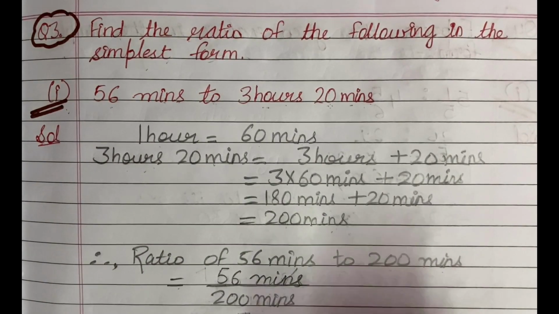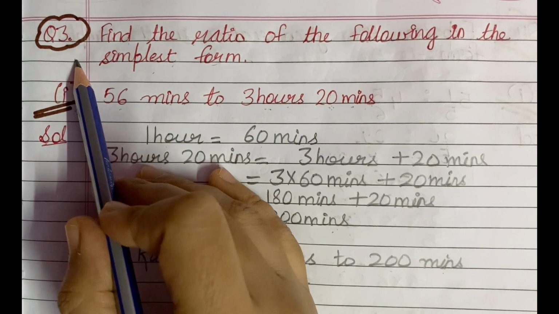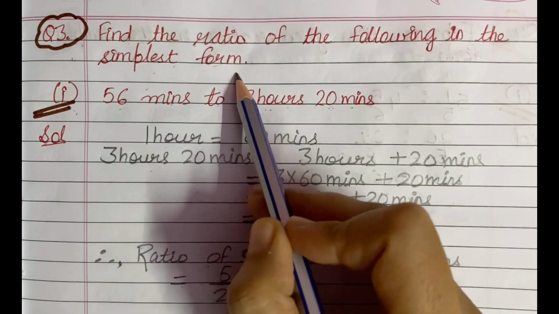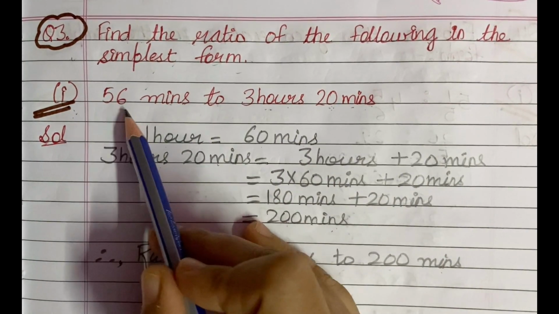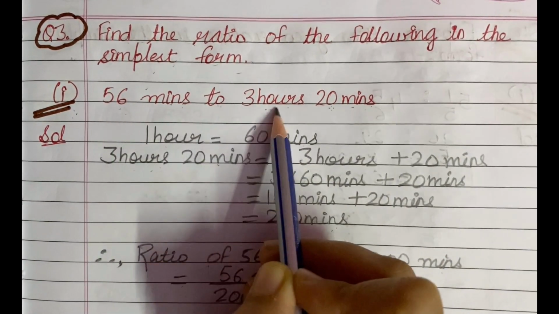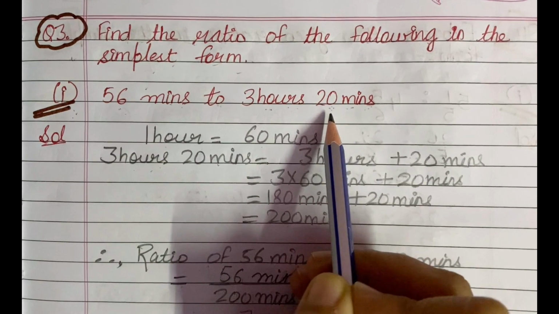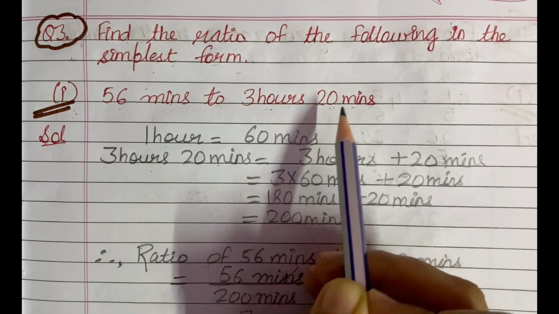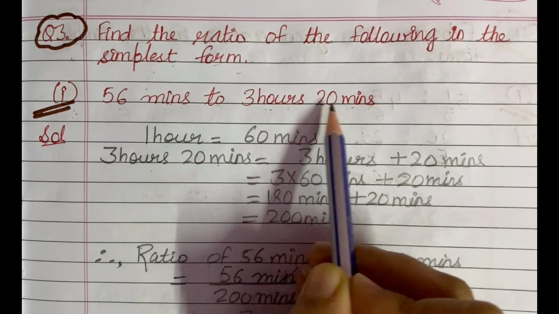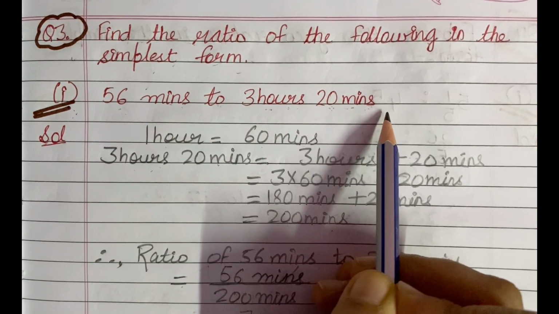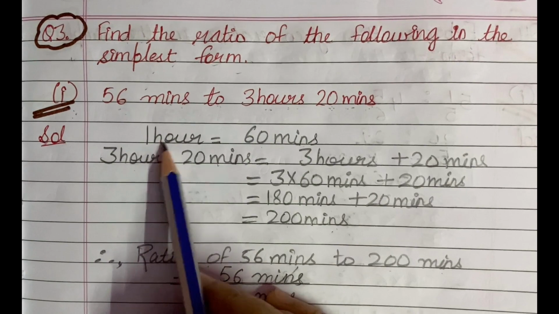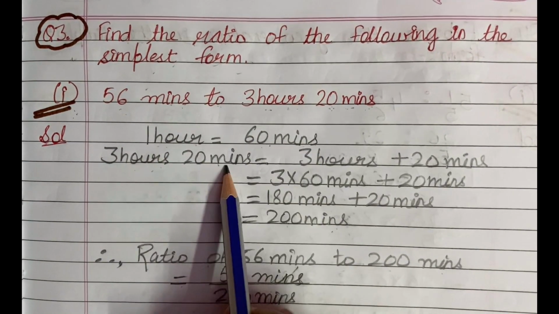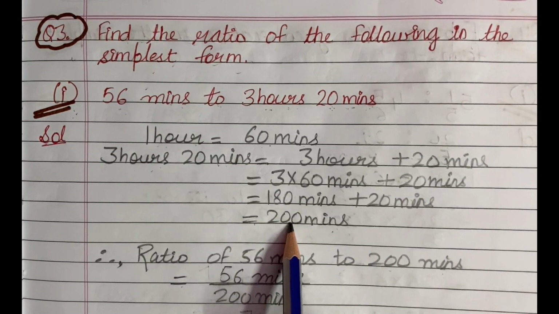Now next I have taken is question number 3, and question number 3 says that find the ratio of the following in the simplest form, and the first part is 56 minutes to 3 hours 20 minutes. Now students, here first of all we will make the unit same, and for making the unit same we will convert this 3 hours 20 minutes into minutes, and we know that 1 hour is equals to 60 minutes, therefore 3 hours 20 minutes is equals to 200 minutes.